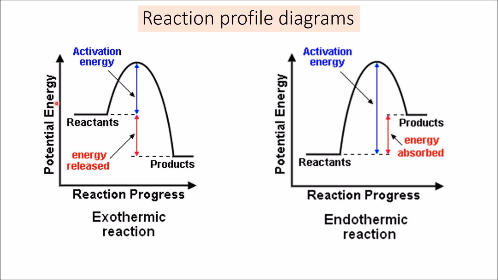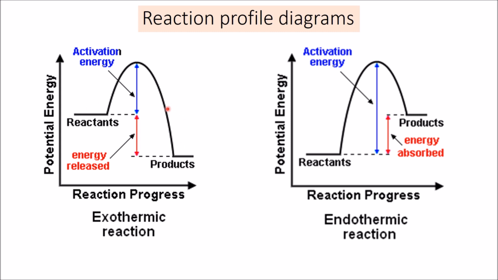So one more time. If we've got reactants here, A plus B, they need activation energy in order for the chemical reaction to occur, and then they will release energy because it is an exothermic reaction. And so the products created, C plus D, will have less energy than what they started with.